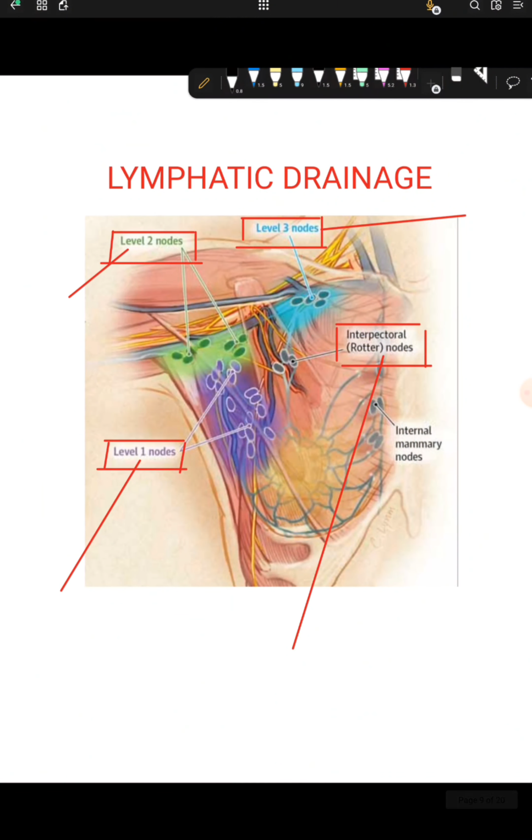Let's talk about the lymphatic drainage. In the lymphatic drainage, there are 3 levels of nodes, right? So level 1 node, level 2, level 3, and the interpectoral Rotter's nodes. It is also written in the Dogar, just written there about the Rotter's nodes. So you must know that the axillary lymph node drains approximately 90%.